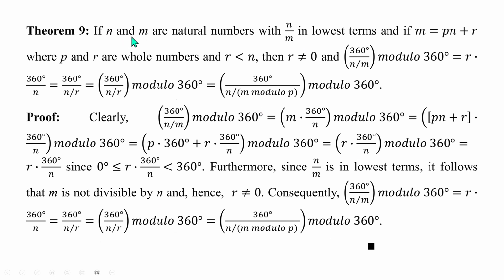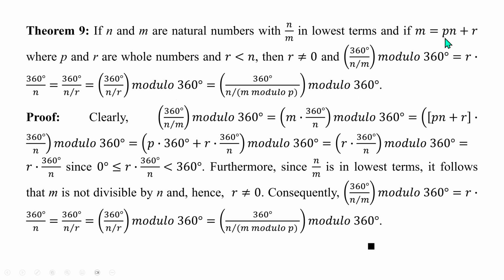Okay, so theorem 9: if n and m are natural numbers, with n over m in lowest terms, and if we write m as p times n plus r, where p and r are whole numbers and r is less than n, then r is not equal to 0, and 360 degrees divided by n over m, modulo 360, will be equal to r times 360 degrees over n, which is the same as 360 degrees divided by n over r, modulo 360 degrees, which is 360 degrees divided by n over m modulo p, whole thing modulo 360 degrees. Okay, that's really a mouthful.